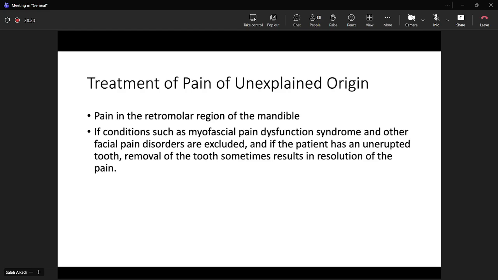Impacted teeth may be removed as part of treatment of pain of unexplained origin, especially if the pain is in the retromolar region of the mandible. Some patients may present with this pain in the retromolar region of the mandible. The wisdom tooth is completely impacted. There are no signs of infection there. Everything is okay, but the patient is still feeling pain. The only thing to blame there is that impacted tooth. So you have to remove it and see afterward. Most patients may respond favorably to this extraction and the pain may go away.